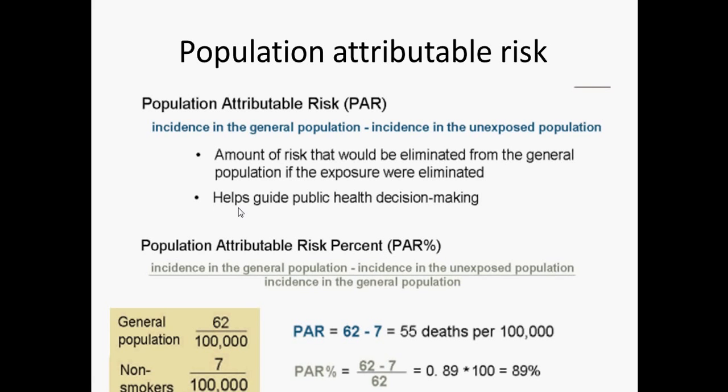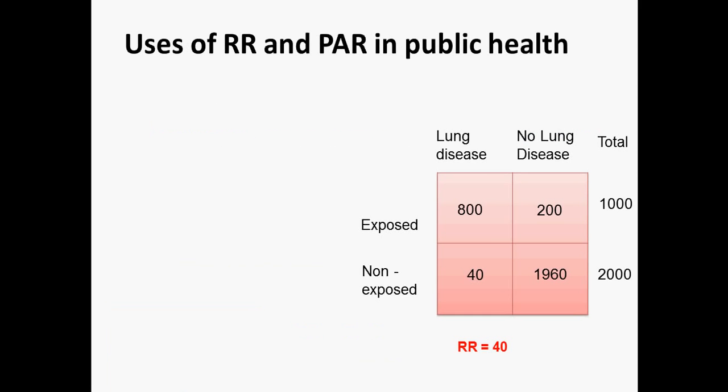The point which popped up here is that all this calculation will help guide public health decision making. What I mean by that is whether a public health program has to be designed for the given population or not all depends on what the population attributable risk and the population attributable risk proportion are for that particular disease in the study. Okay, so that's about population attributable risk.